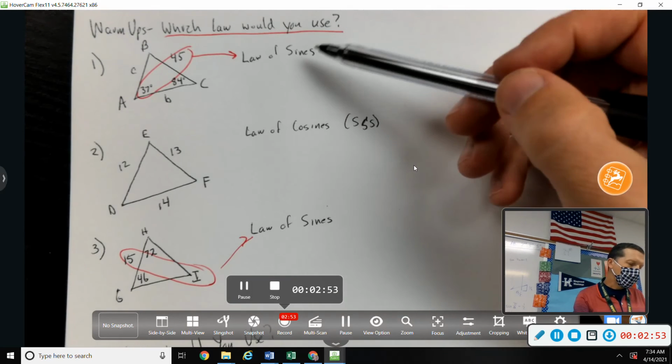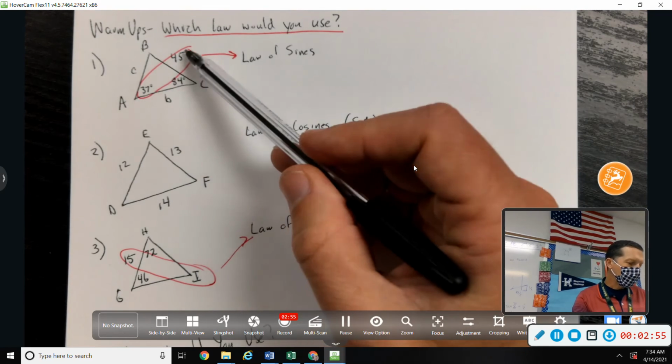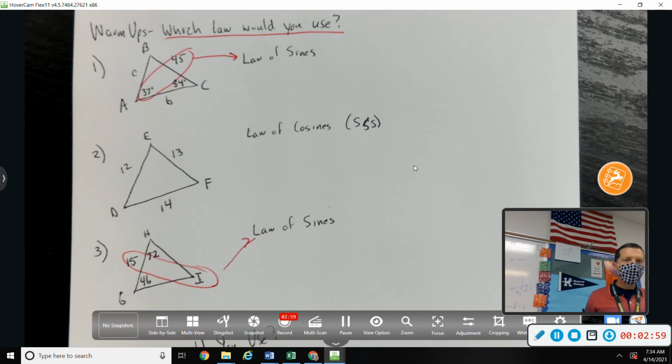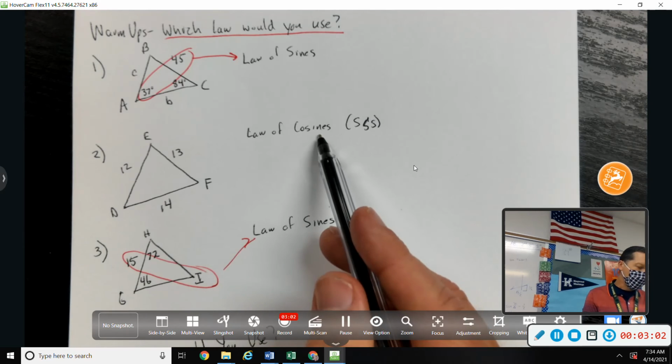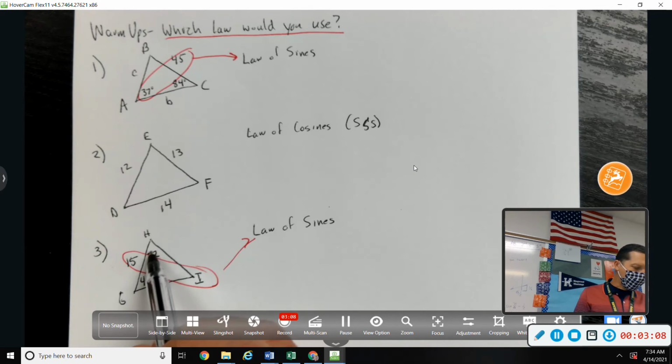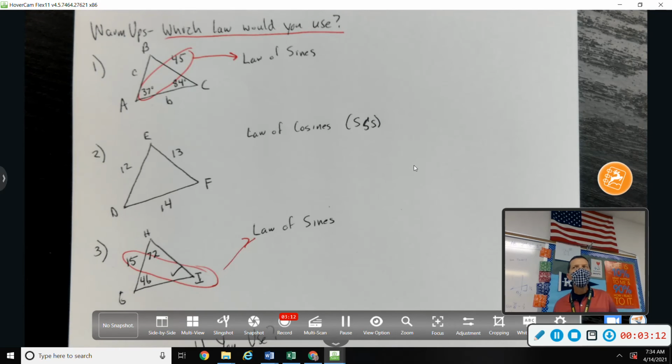So again, first one would be law of sines because you have an angle side pair to start with. Number 2, you don't have any angle side pairs to start with. So it's law of cosines. It's not law of sines. And number 3, it looks like you don't have an angle side pair, but you have 2 of the 3 angles, so you can find the third one, and then you have an angle side pair. To me, that's the easiest way to go is, do you have an angle side pair? Yes, use law of sines. No, sorry, use law of cosines.